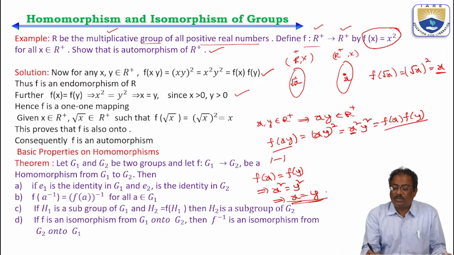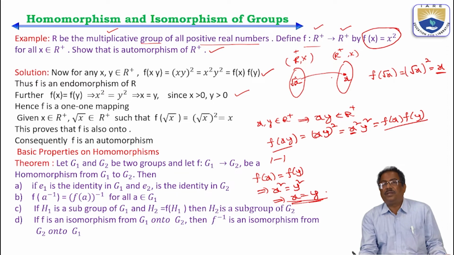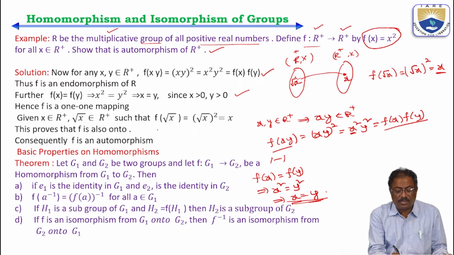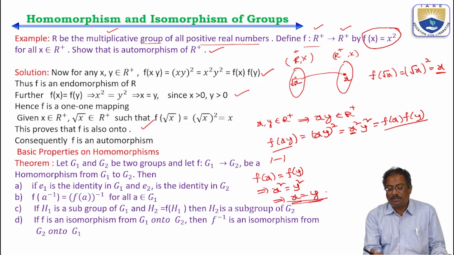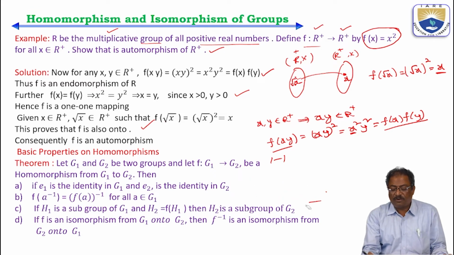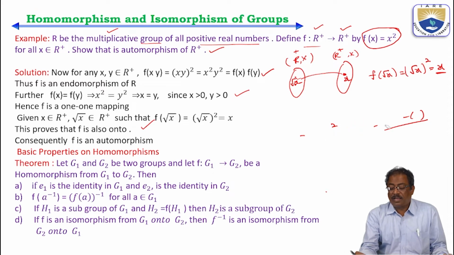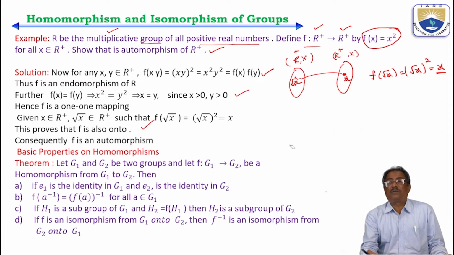So here it is R plus to R plus. Definitely for all positive real numbers there will be a pre-image, so you can say that it is onto. So the function is one-one, onto, and a homomorphism, and the function is defined from R plus to itself. So isomorphism is implied, but since the function is defined from G2 to itself, R plus to R plus, we can say that it is an automorphism.